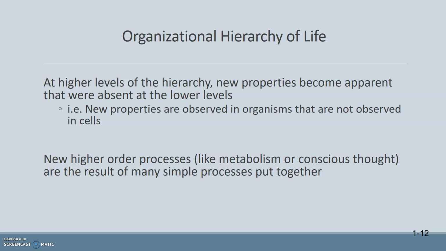All right, and so at each level of the organizational hierarchy of life, from atoms to the biosphere, there is a new property that becomes obvious or apparent that was absent at the lower level, right? If you're looking at the difference between an organism and a cell, organisms at their higher level of the hierarchy will have a lot of properties that cells do not. And these properties are likely more complex, because as we go up in the hierarchy, the higher order processes appear, and higher levels in the hierarchy have more complexity than the lower levels. So organisms are more complex than cells.